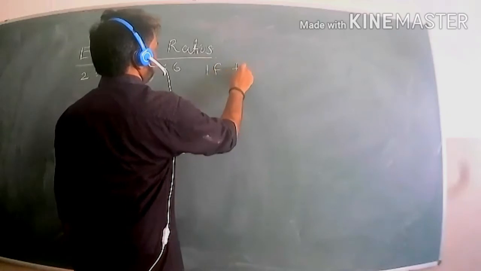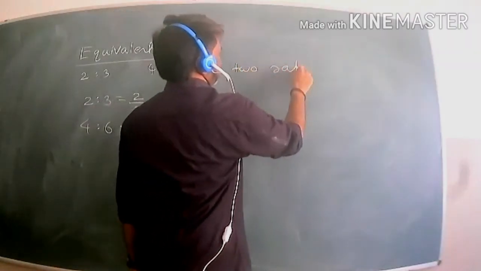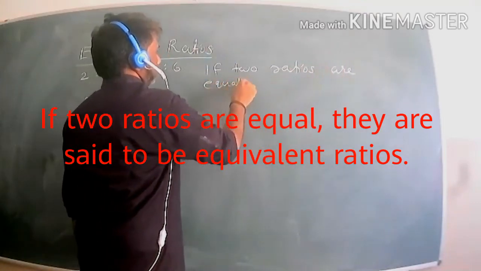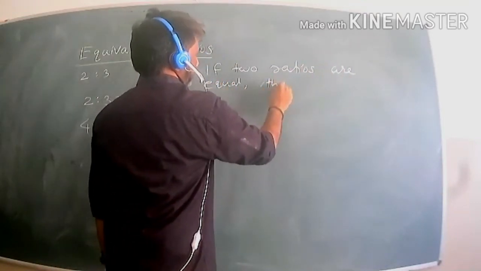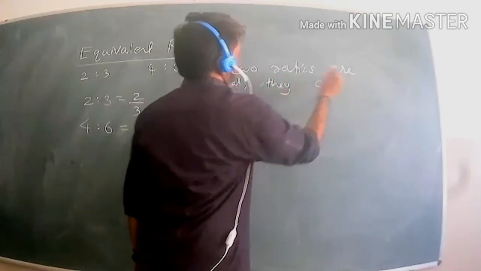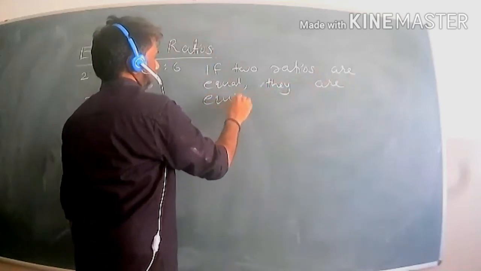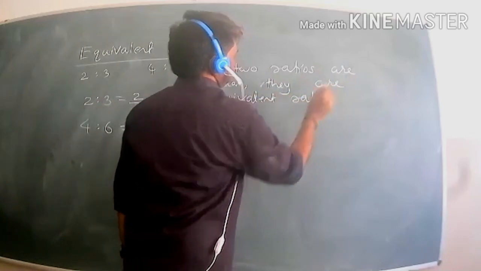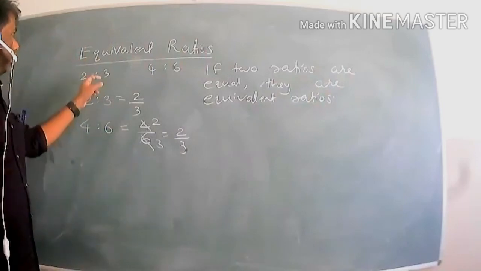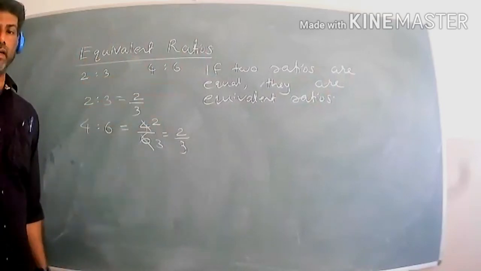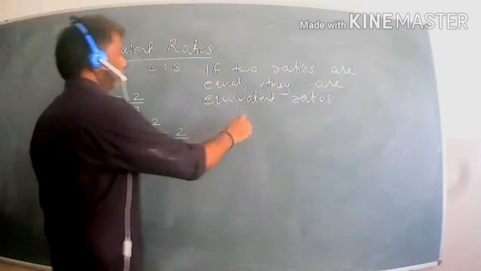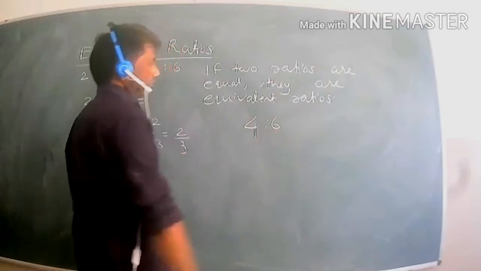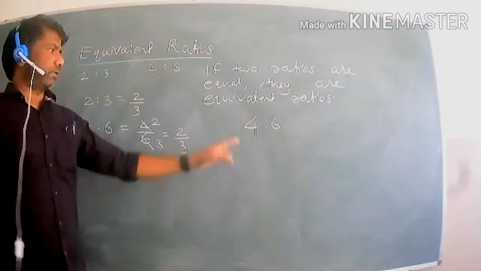So if two ratios are equal, they are called equivalent ratios. So here 2 is to 3 and 4 is to 6 are equivalent ratios. Now, can you write two more equivalent ratios for 4 is to 6?